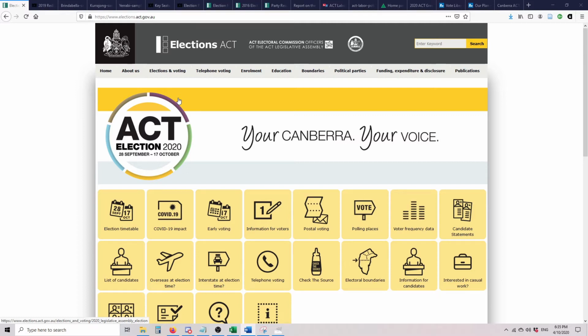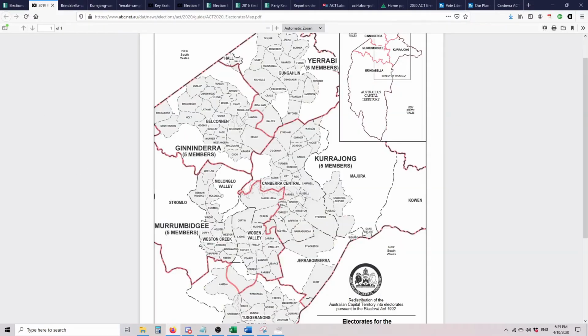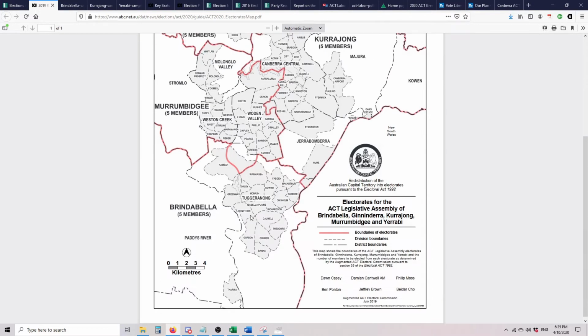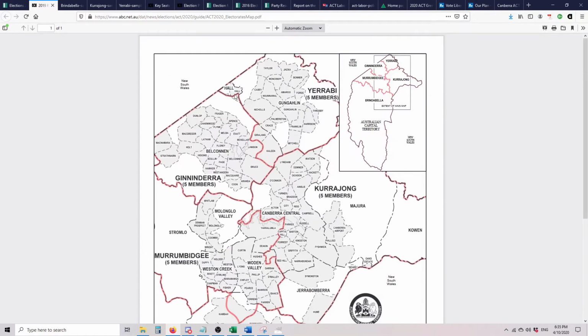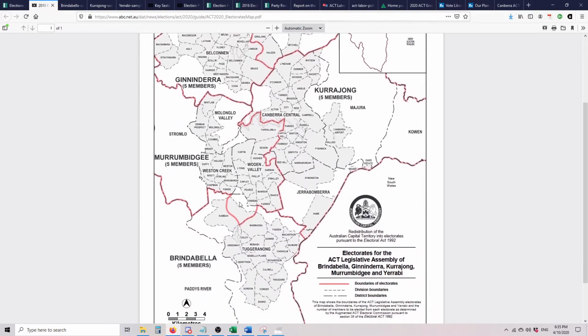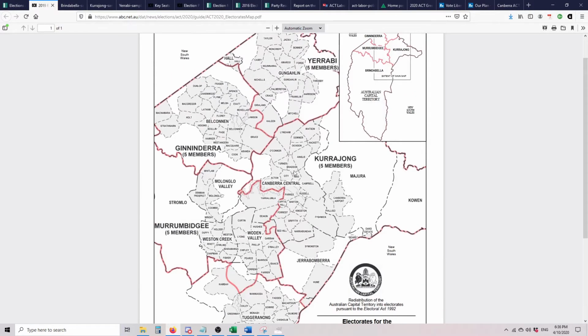So the ACT is a little different in how it does its elections. Easiest way to do this is to have a look at a bit of a map. This is a map for the redistribution. So we've got 5 electorates in the ACT, each with 5 members, as you can see. We've got one for Gungahlin, Belconnen, Woden and Western Creek, Tuggeranong and Canberra Central, Kingston, Fyshwick, and basically the rest of it to the east.